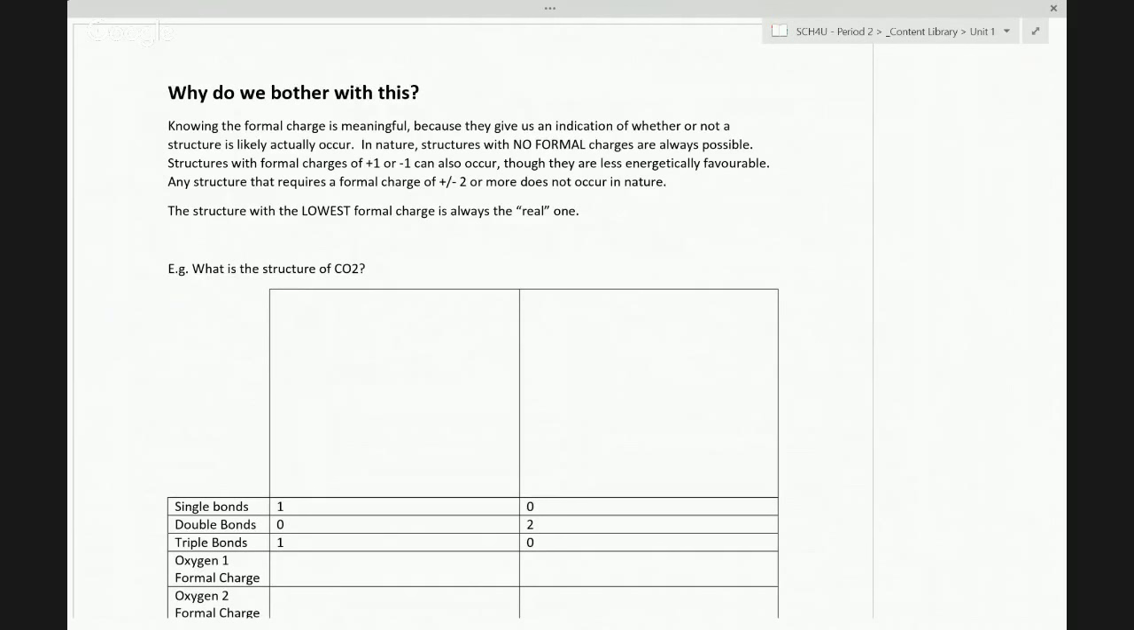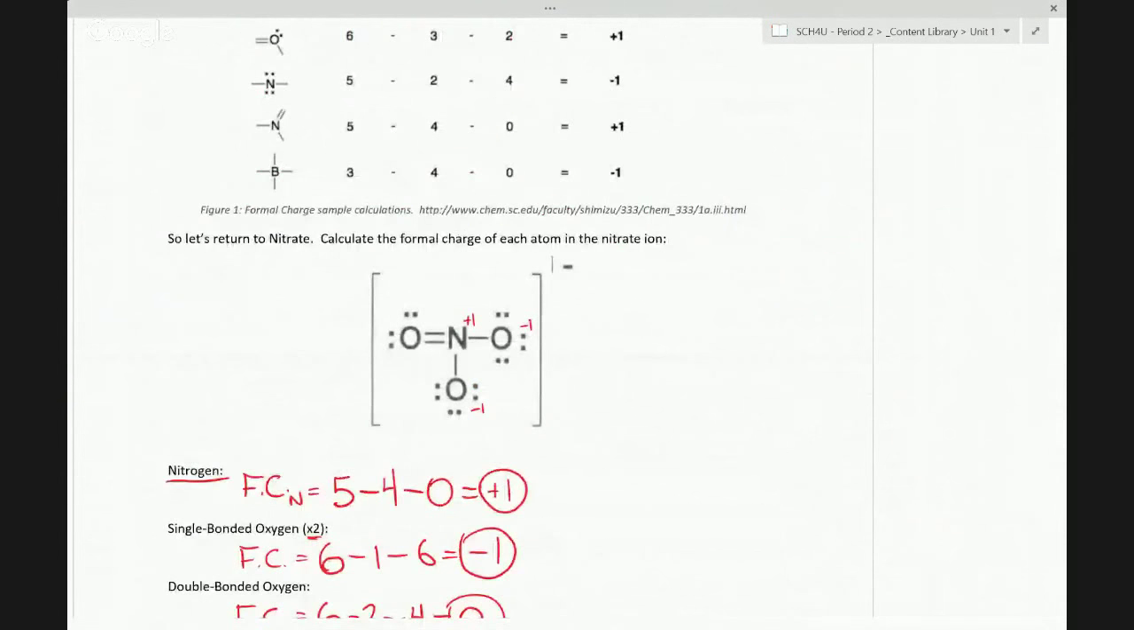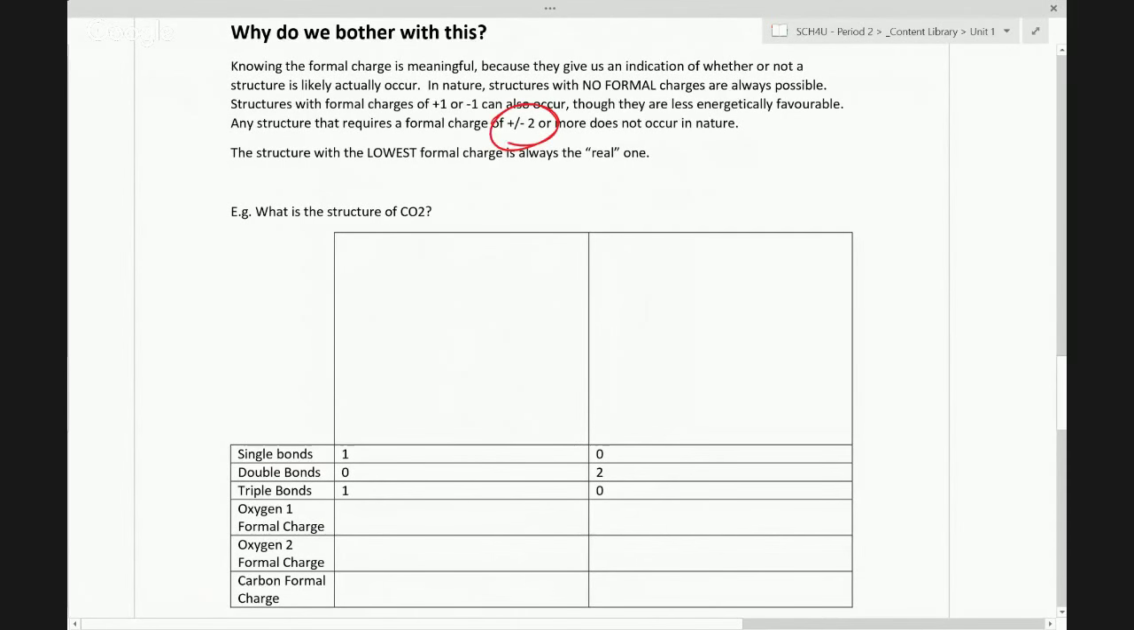So if there's a choice between no formal charge or a formal charge of 1 or -1, the no formal charge one will happen. But sometimes we have to take a formal charge, like the nitrate ion. If you look here, there's no way to put this thing together that satisfies everything's octet rule and leaves you with no formal charge. So you have to use one. But what can't happen is formal charges more dramatic than that. So you can't have any formal charge of ±2 or more. That's just too unstable, too much instability. And just remember that the structure with the lowest formal charge always wins. It's always the real one.